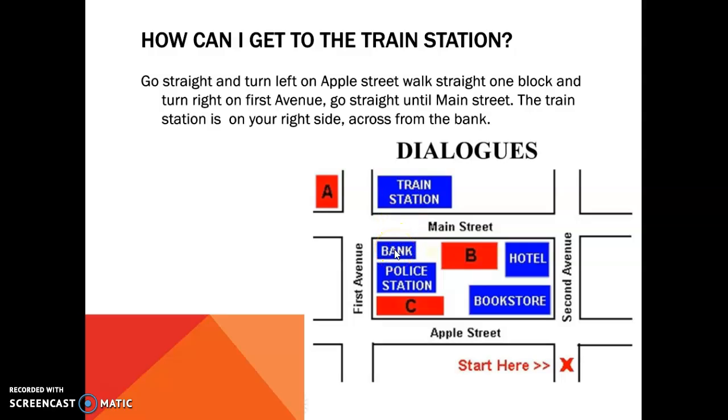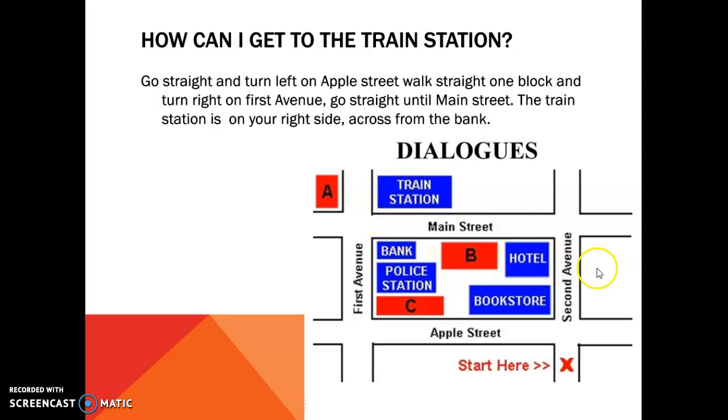Okay, so here we go again. Go straight and turn left on Apple Street. Walk straight 1 block and turn right on First Avenue. Go straight until Main Street. The train station is on your right side across from the bank. Train station on my right across from the bank.